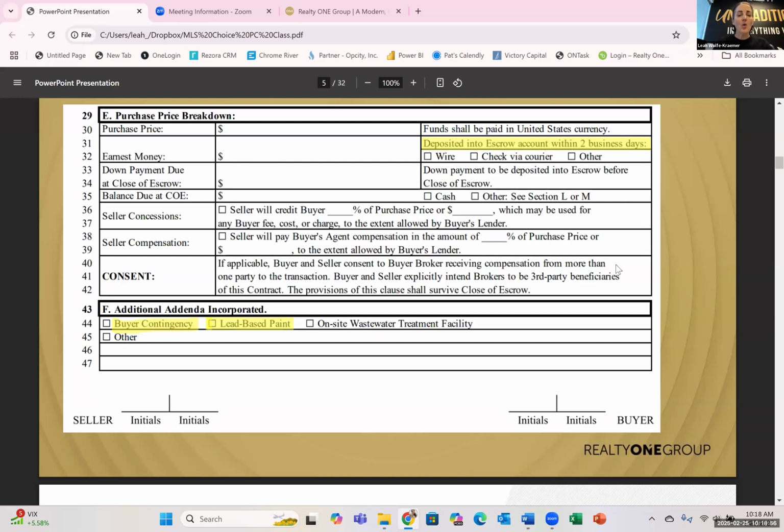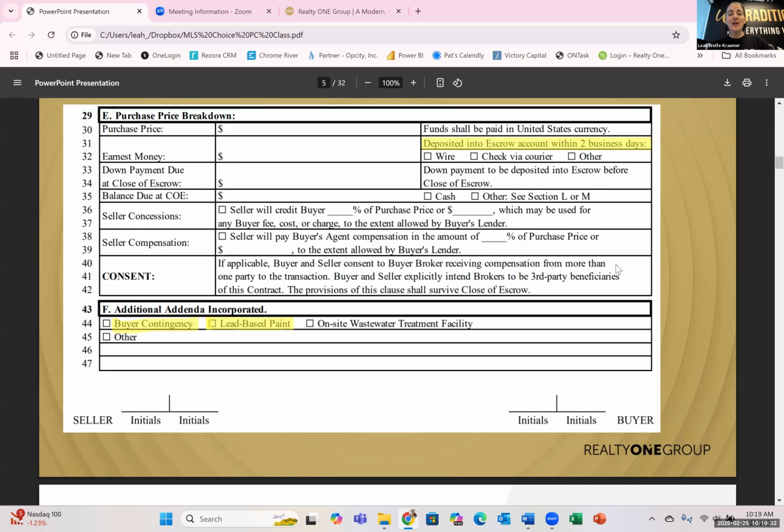Going down to additional addenda incorporated. You may recall from when I first showed that screen, there's only 8 documents. Really the only addenda would be the on-site wastewater treatment facility, which is in combination with the well addendum. Good, bad, or otherwise, it's all on one form now. There is not a buyer contingency addendum available to non-members, nor is there a lead-based paint addendum available to non-members. Don't freak out. For those of you who have been with me for a minute, you know I hate our buyer contingency addendum, and I think there are better ways to handle that, which we will cover.